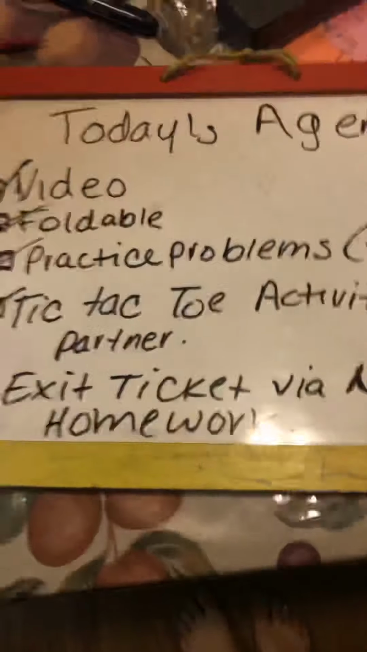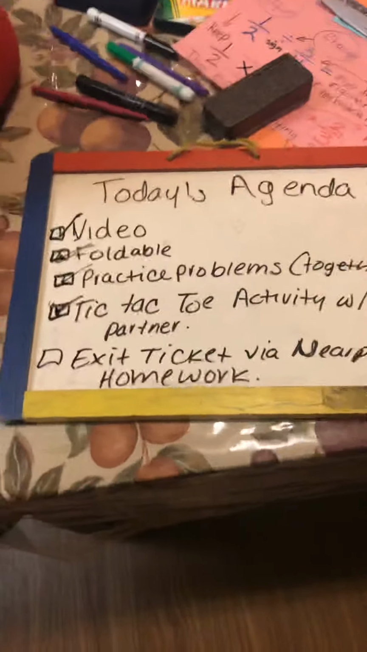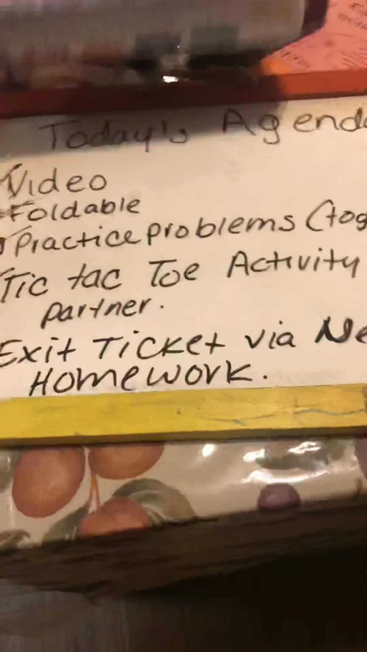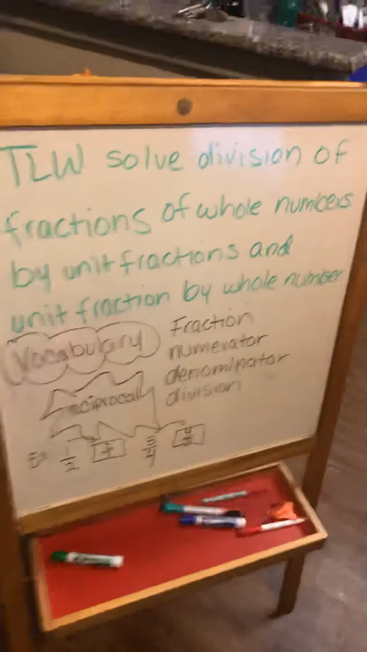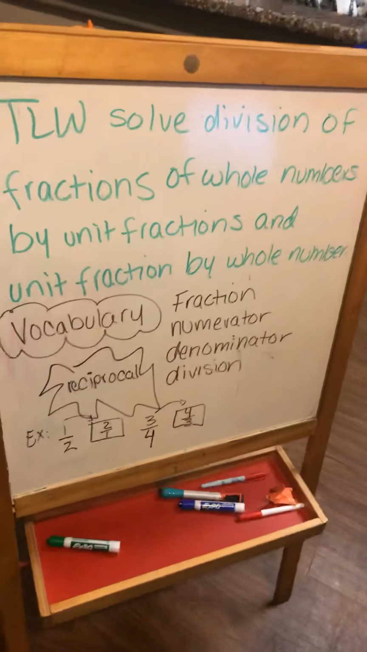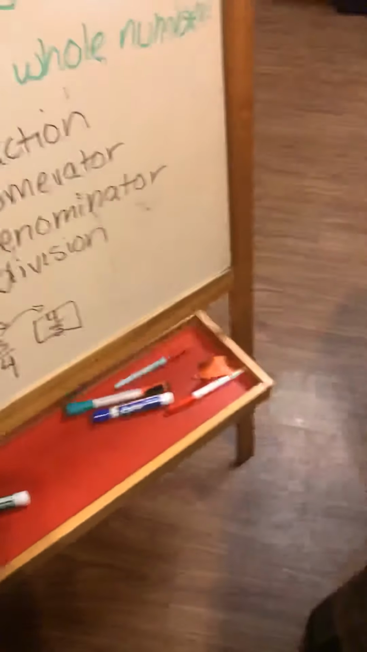For your last activity on our agenda, it says exit ticket via Nearpod homework. But before we do this, I want us to recap what we did today. So can somebody tell me what was our objective for today? Yes, you are correct. Our objective for today was the learner will solve division of fractions of whole numbers by unit fractions and unit fractions by whole numbers. That was our objective. That's what we learned today.